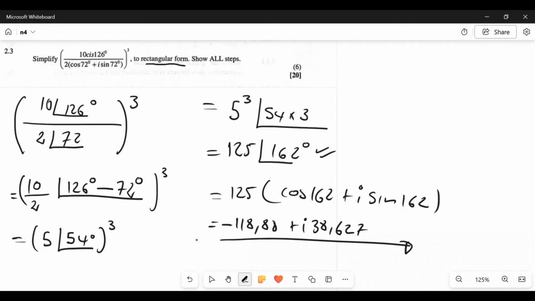I hope you guys managed to understand how to solve this type of question. As you can see here, we used De Morgan's theorem, and we also divided complex numbers in polar form. And lastly, we converted from polar form to rectangular form.